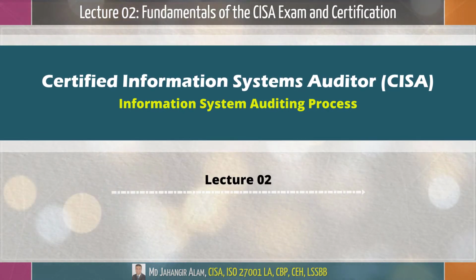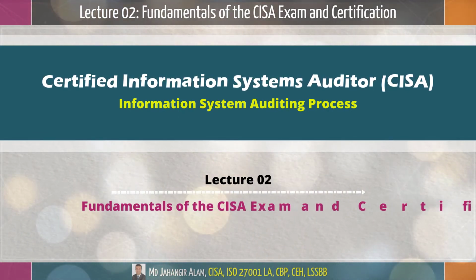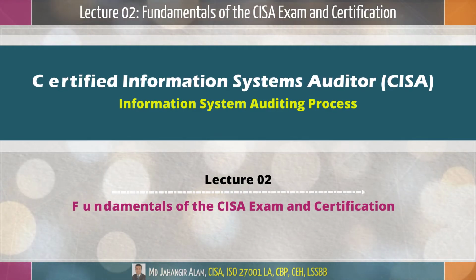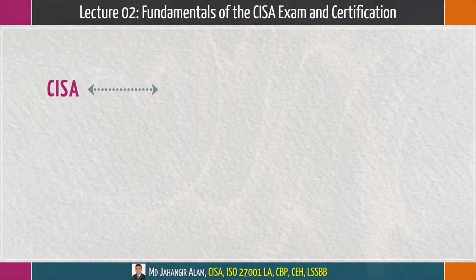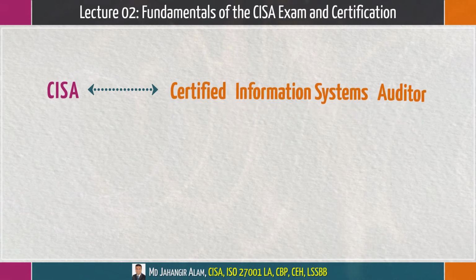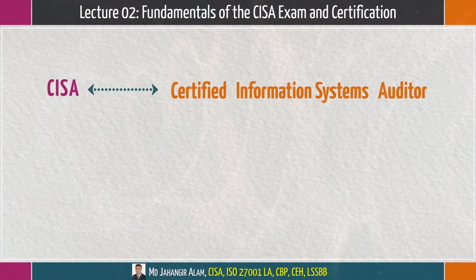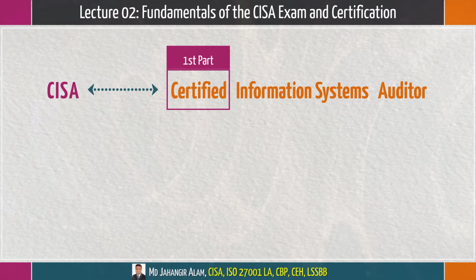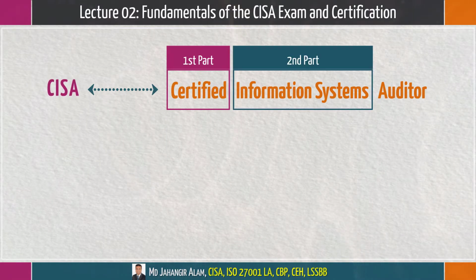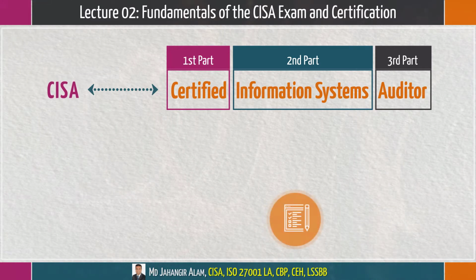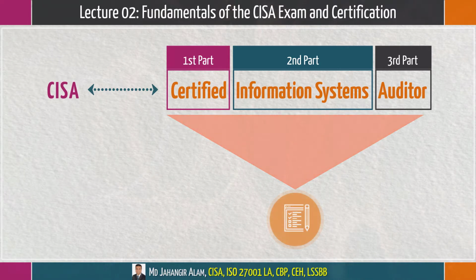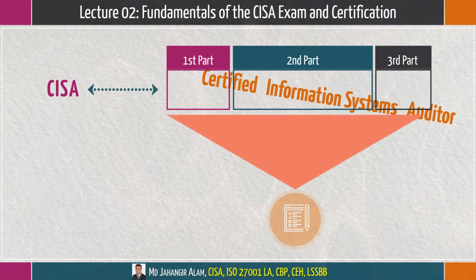Lecture 2. Fundamentals of the CISA exam and certification. CISA is the abbreviation of Certified Information System Auditor. It has 3 parts. The first part is Certified, the second part is Information System, and the third part is Auditor. To solve questions in the exam, you should have a clear understanding of these 3 parts. We will briefly review them now.